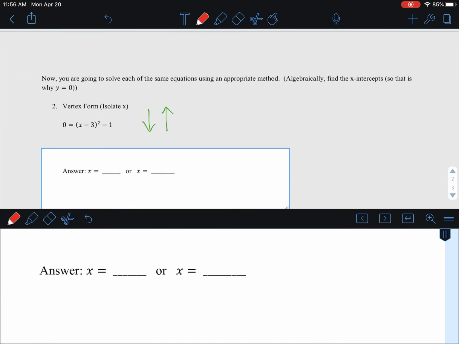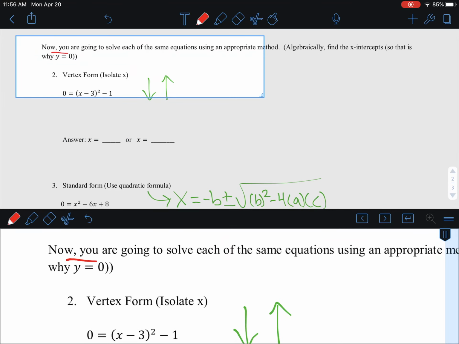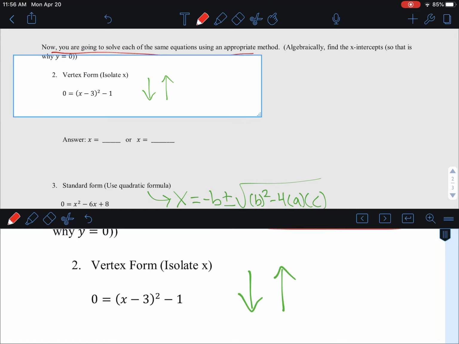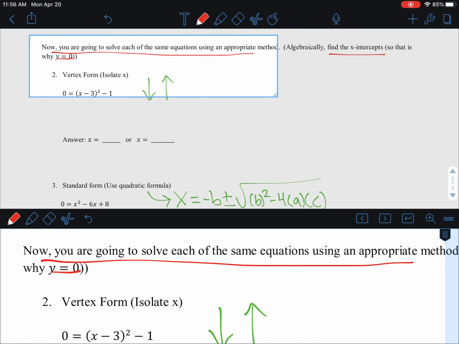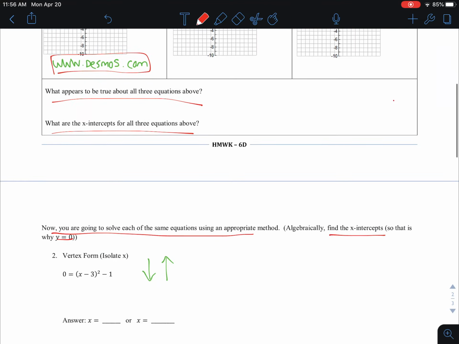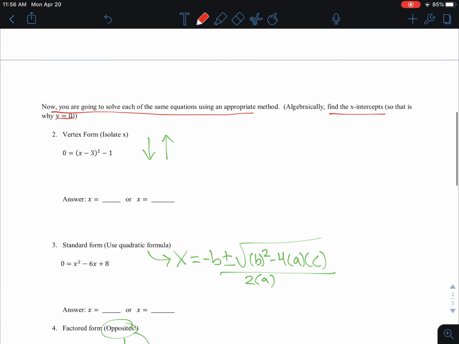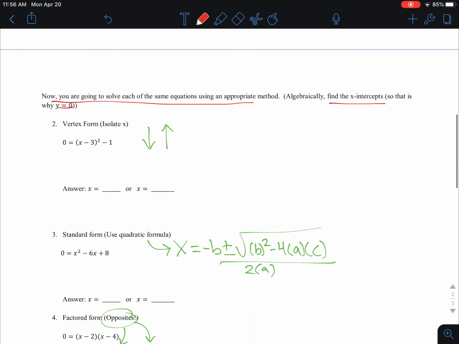And then the second page, the back of it, is all about solving. It says now you're going to solve each of the same equations using an appropriate method. I put hints in there. This is the same thing as finding the x-intercept. So that's why y is 0. These are actually the same functions as these questions here. It's the same exact things, but you're finding the solutions or x-intercepts. You should know what the x-intercepts are, but you're just checking right here.